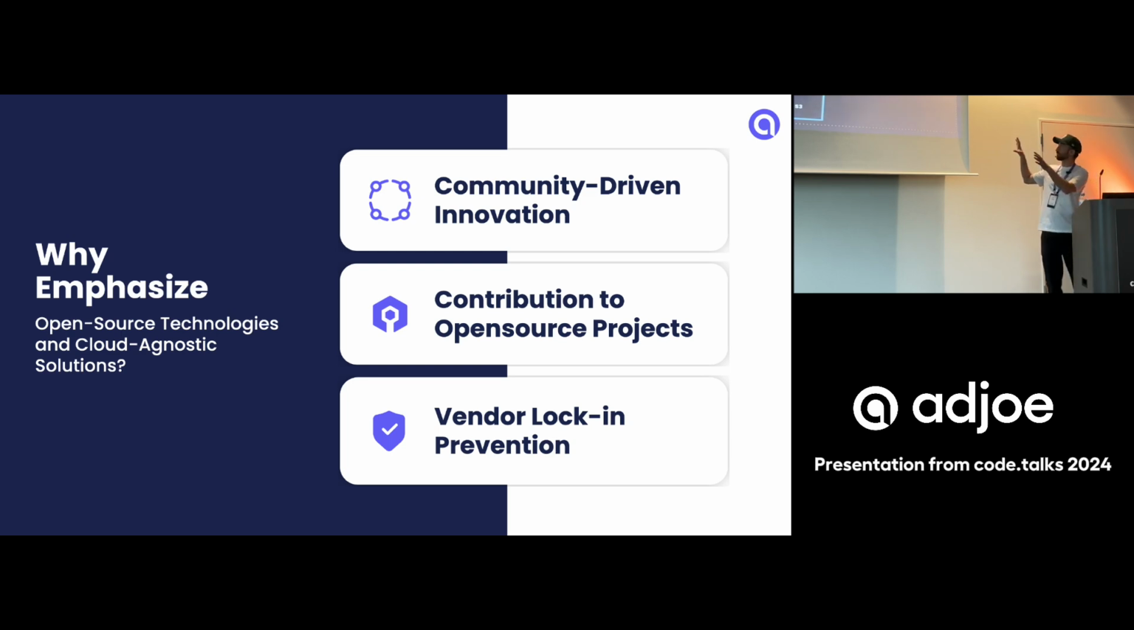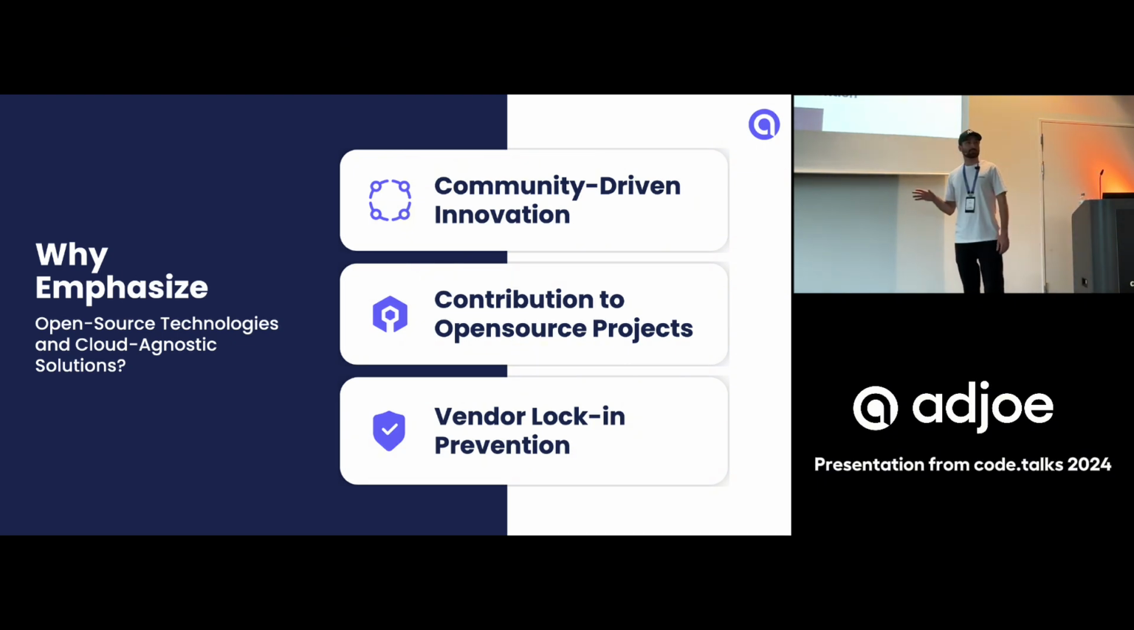And all of this will be in the new AWS account that we will create. As you saw, we mentioned a lot of open source technologies. So why at adjoe do we want to use open source technologies, and why do we want to be cloud agnostic?